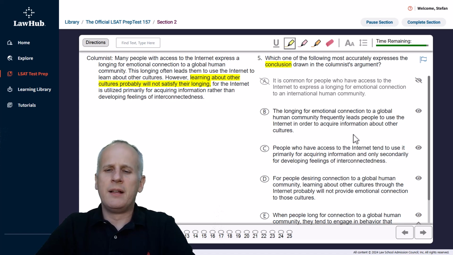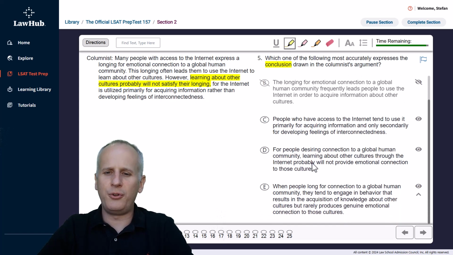Next, choice B. The longing for emotional connection to a global human community frequently leads people to use the internet in order to acquire information about other cultures. Well, I promise I didn't just read frequently when I replaced often, but that's what this choice did. And of course, choice B is this second sentence paraphrase, not our conclusion. We'll scroll down and frame up everything else because we know the first two answer choices are definitively wrong.